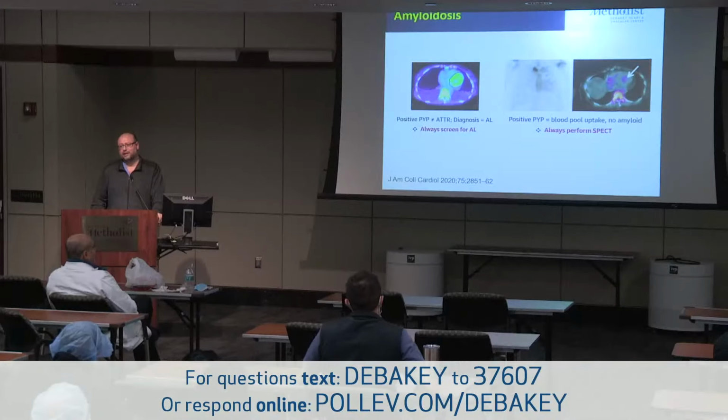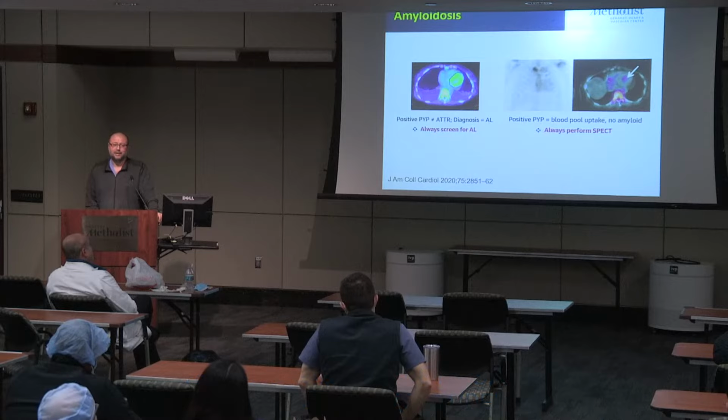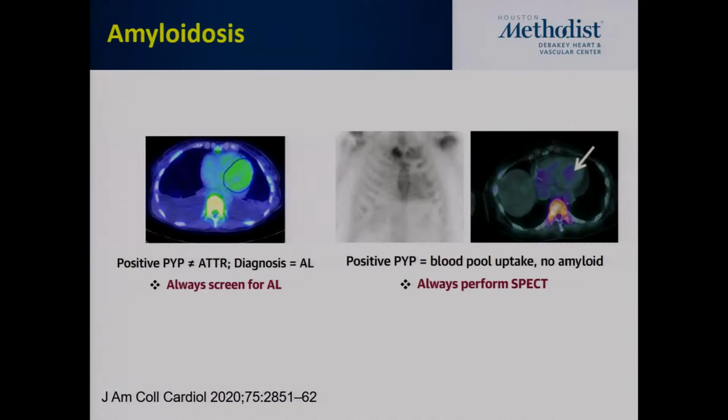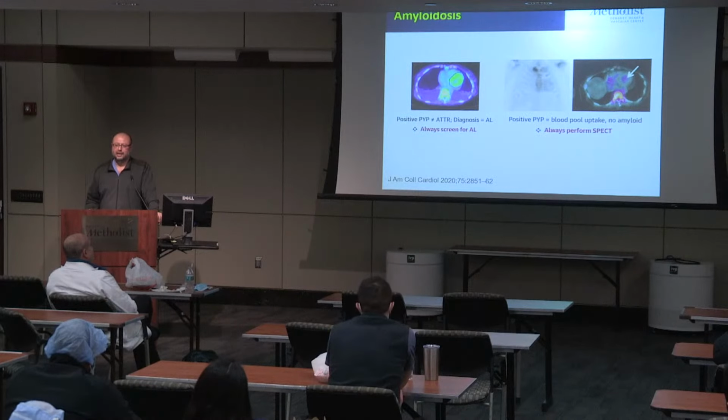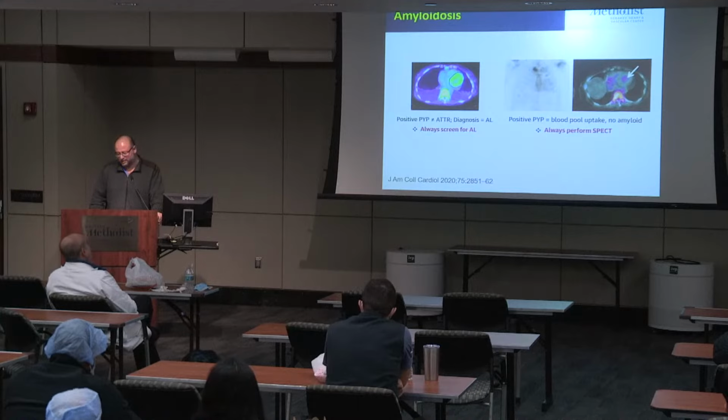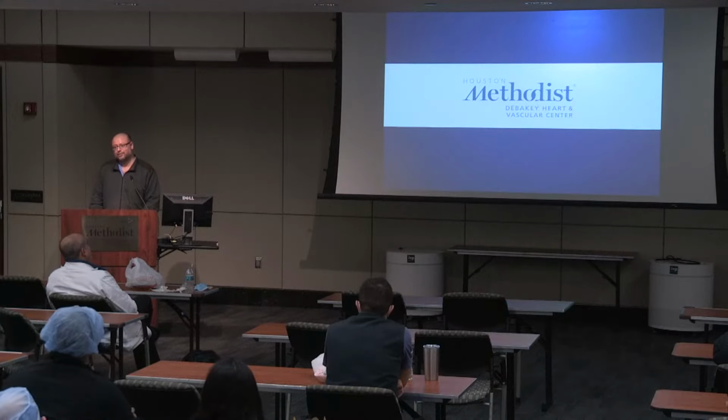So to sum it up, always screen for AL and always perform SPECT. For those of us here, we are doing that. Now, there have been a few case reports where patients had concomitant AL and ATTR, but these are really rare cases, but it is very important to screen for these. So before you order the PYP, please make sure that you're not dealing with AL amyloidosis, and then order a PYP, and on our end, we'll make sure that we do SPECT imaging to confirm that this is not a falsely positive study. With this, thank you very much.